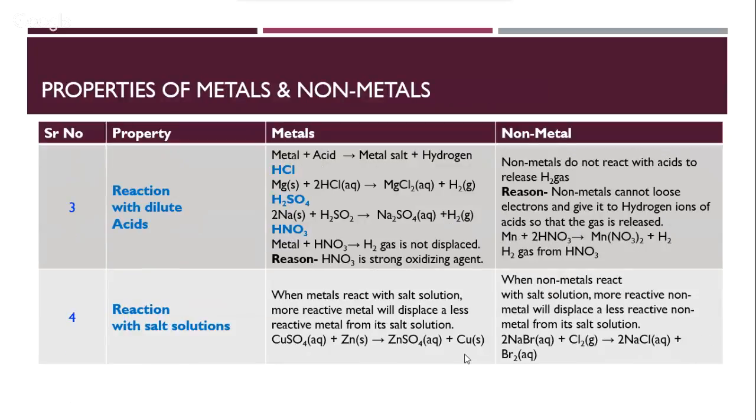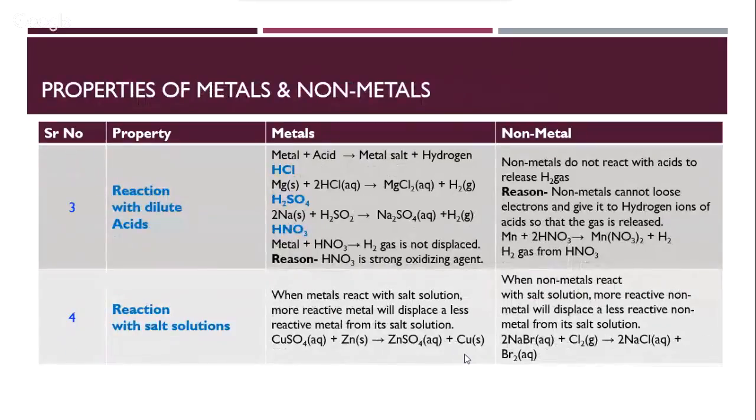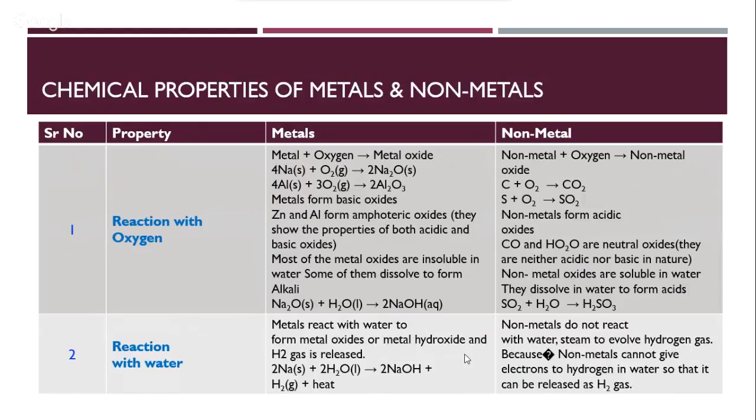With dilute acid, all the metals end up giving salt plus hydrogen gas again. So very similar to reaction with water. With dilute acids, all of these metals end up giving hydrogen gas, whereas non-metals actually do not react with acids, and they do not end up giving hydrogen gas. And the reason is because they actually do not have any hydrogens to give. So very similar to water, as non-metals do not react with water, similarly they do not react with acids.